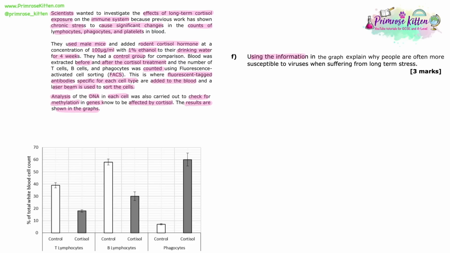Using the information in the graph, explain why people are often more susceptible to viruses when suffering from long-term stress. So there's information in the graph that we can get clues from or talk about, and we need to explain why, so give reasons why people are more susceptible to viruses. So they're going to have a weakened immune system. They're going to be less likely to be able to fight the viruses off or destroy them because they're suffering from long-term stress. We need to link these two things together. So link to cortisol, link to the white blood cells that we've got in the graph.